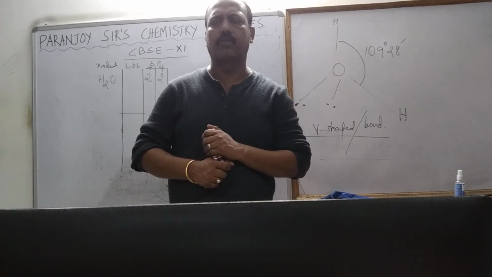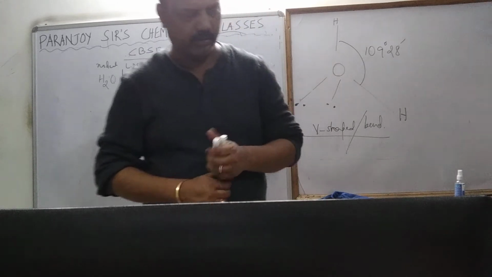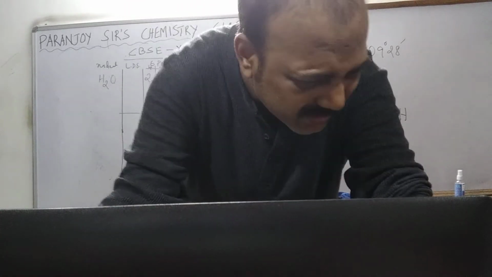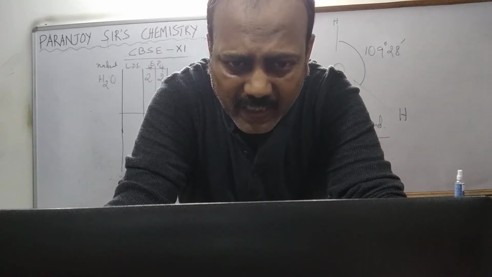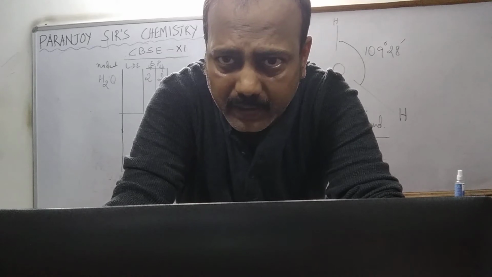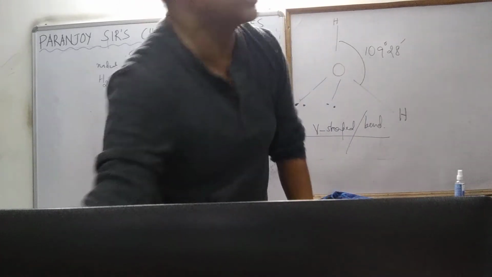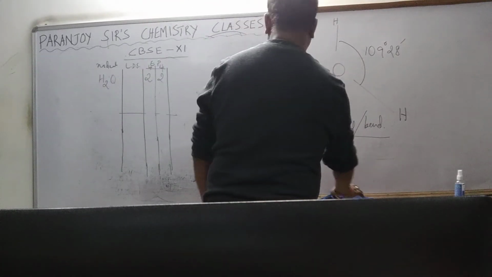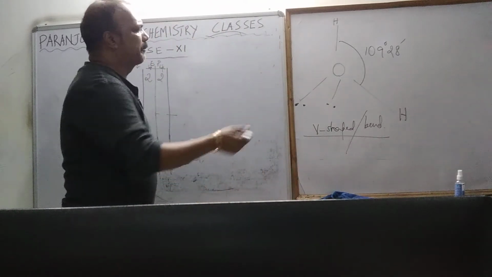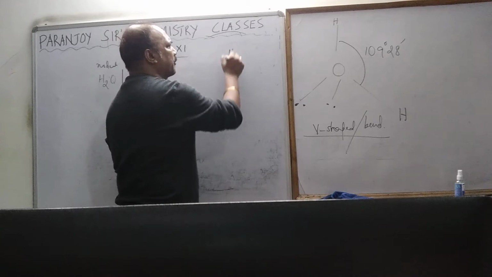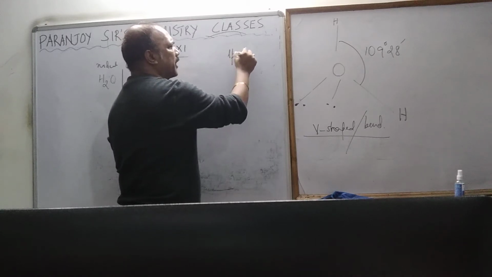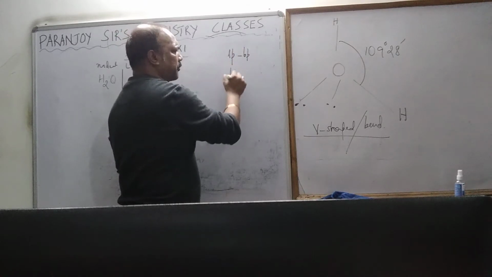No, sir. Why not? Because there are two lone pairs which will be repelling, right? So here what types of repulsions are applicable? You tell me. In the previous case, ammonia, two types of repulsion were applicable: lone pair-bond pair, and bond pair-bond pair, right?